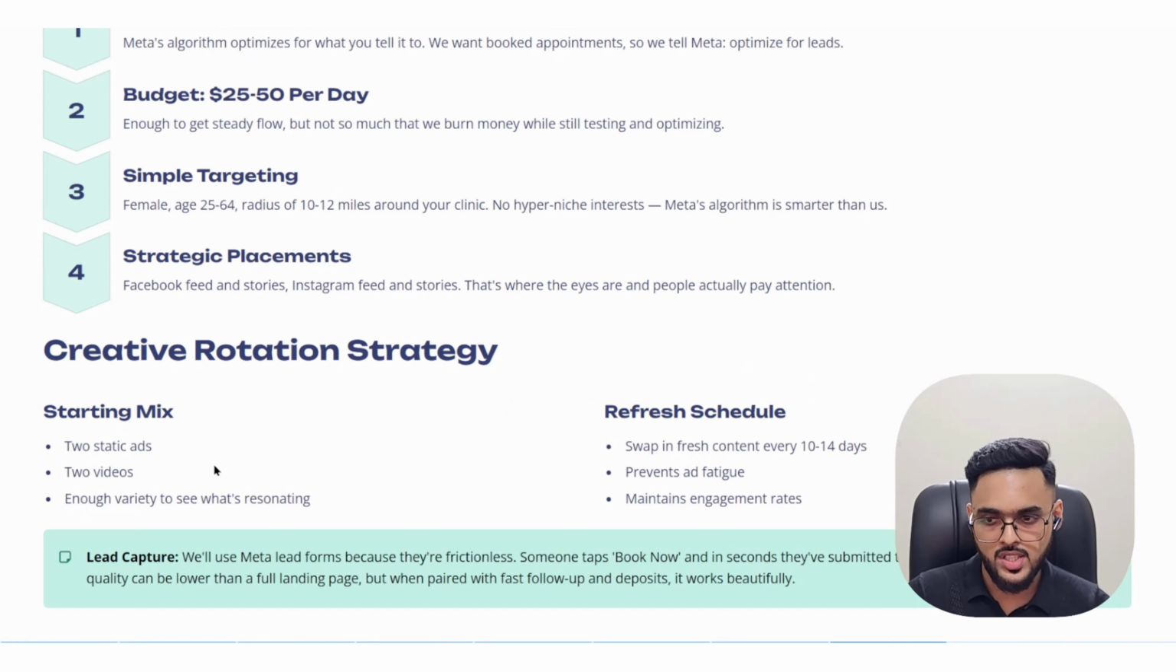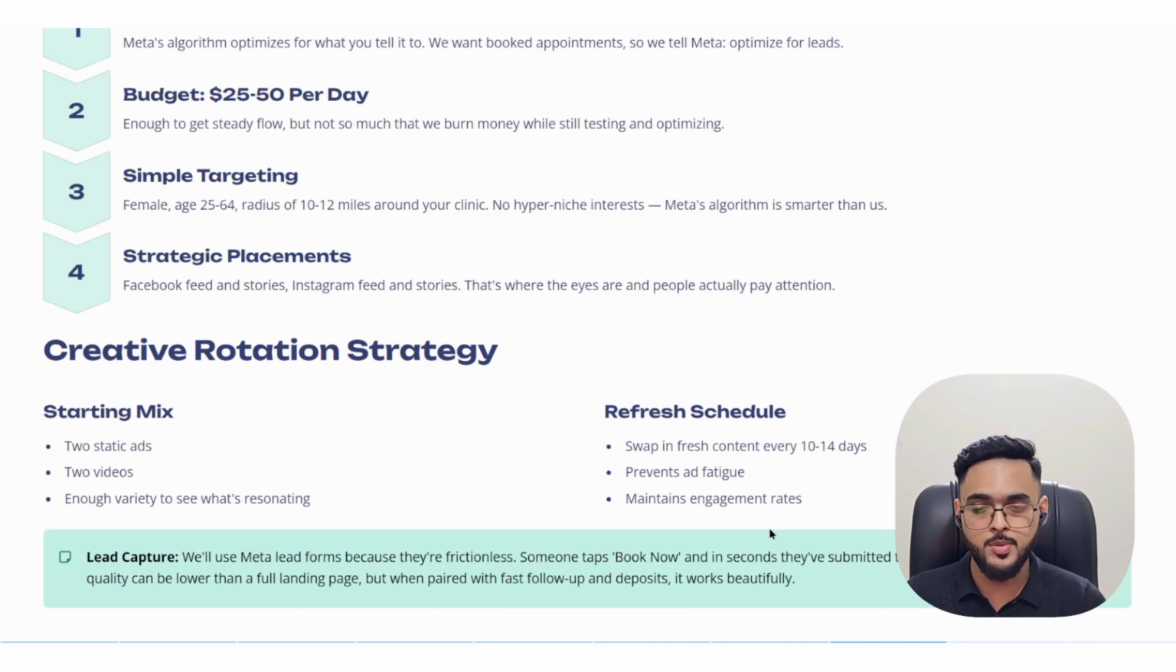To start, you can begin with two static ads, the ones I've given you, and two videos. But in the long run, you will have to test more creatives to see which one resonates with the audience the most. So again, swap in fresh content every 10 to 14 days. And remember the pro tip: take your best performing content, slap in a CTA, and run that as creative. This prevents ad fatigue and maintains engagement rates.